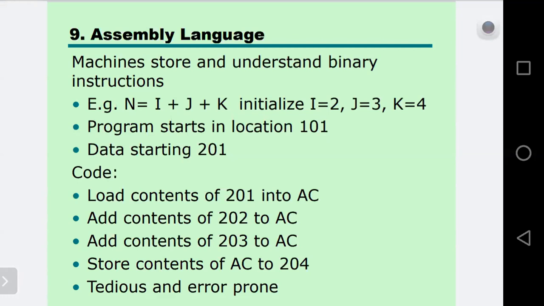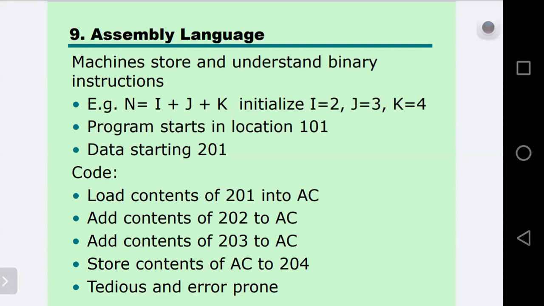So the instructions are there. The first instruction is, for example, load: load contents of 201 into the accumulator. For example, at location 201 there is a value of 2, so this value 2 will move into the accumulator AC. The second instruction would be add: add contents of 202 to the accumulator. At data location 202 there is a value of 3, so this 3 will be added with the 2.